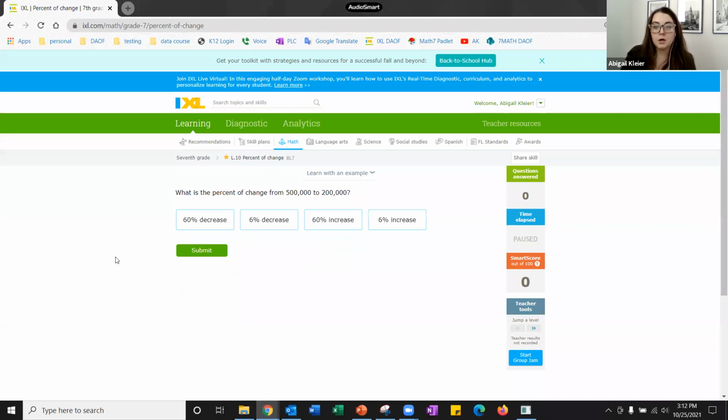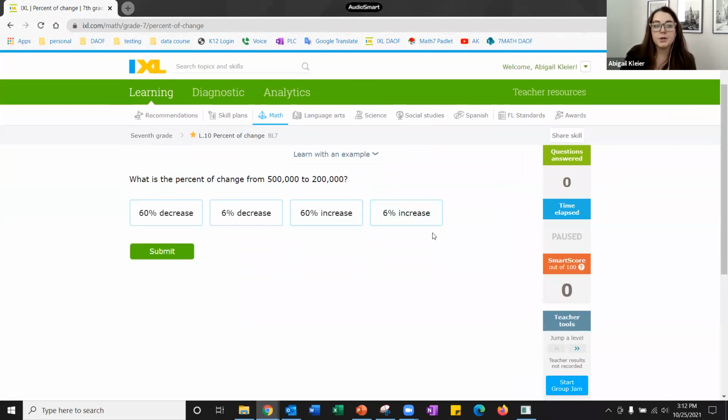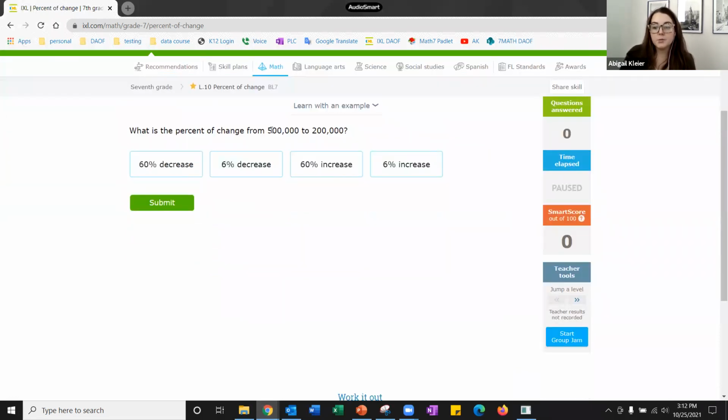All right, so here is our IXL assignment. You can find this IXL assignment by typing in BL7. I will zoom this in just a little bit so you can see it better. So we're doing BL7 percent of change. What is the percent of change from 500,000 to 200,000?